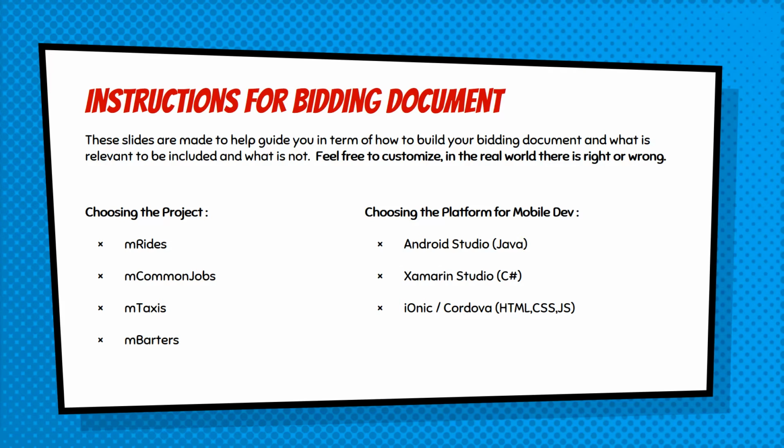So let's talk more about the bidding document. What is a bidding document? When a company wants to outsource a project, they're going to send out a brief description of the project they want to developers and give them the opportunity to bid on the project and say why they are the best suit for that project. For example, your client reached out to you guys and said, these are the projects I want: M Rides, M Common Jobs, M Taxis, and M Barters.